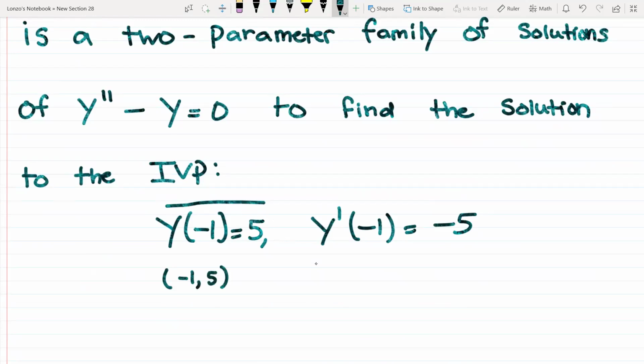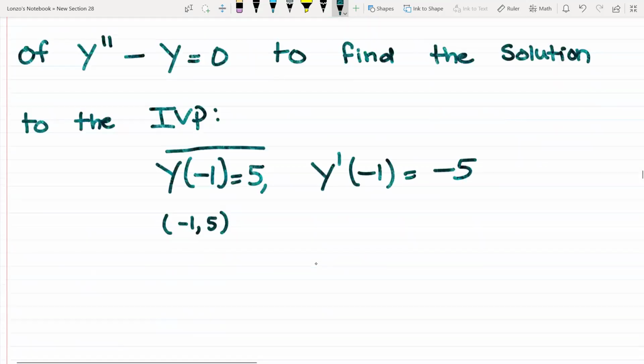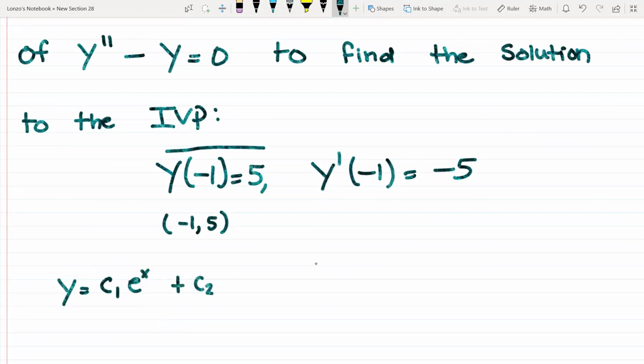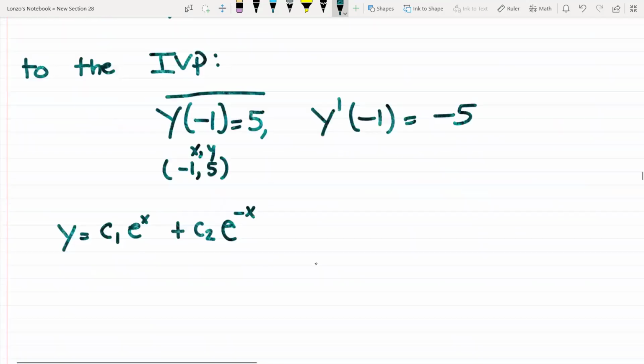Okay, so what I would do is plug that back into your original equation. Y equals C1 e to the x plus C2 e to the negative x, right? And I'm going to plug this coordinate into this equation. So you can replace your y with 5.